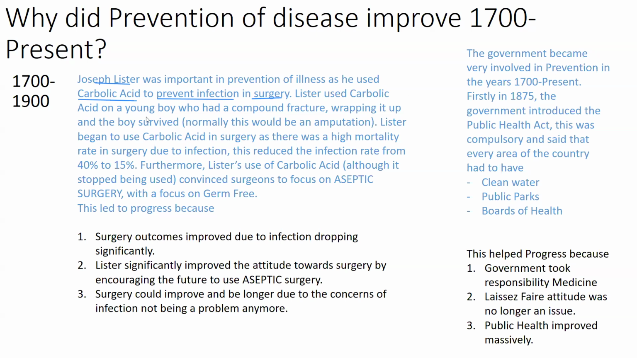Now, the story. He used it on a young boy who had a compound fracture, which is the worst kind of fracture. Normally, it would lead to an amputation, but he wrapped it up in carbolic acid and the boy survived. They started to use carbolic acid in surgery because there was a high mortality rate due to infection, and it reduced infection from 40% to 15%. However, people stopped using it because it dried out the surgeon's hands.